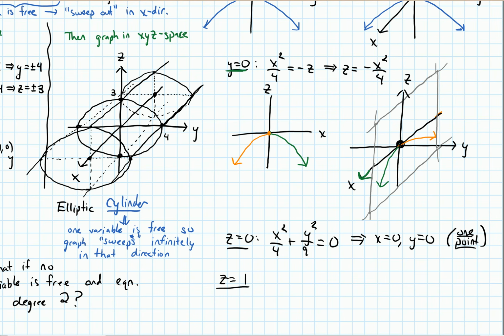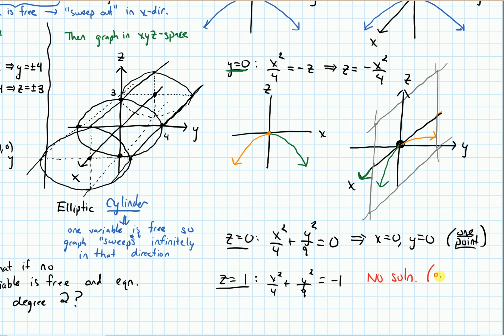different values of z. So if I pick z equals 1, we get x squared over 4 plus y squared over 9 equals -1. Because these squared terms are non-negative, there's no way when we plug in values it's going to equal -1. The smallest the left-hand side could have gotten was 0. So this equation is going to have no solution.